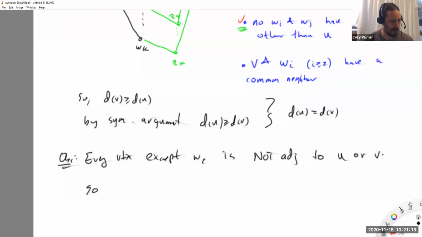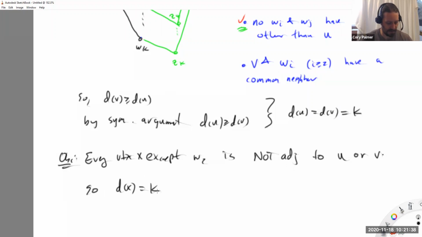So let's say every vertex, what's the letter we haven't used yet? We didn't use X's. Every vertex X except W2 is not adjacent to one of them, so D of X equals, let's just call it K. We named it K here. So it's not specifically equal to DU or DV, it's one or the other. And then we have to examine W2.